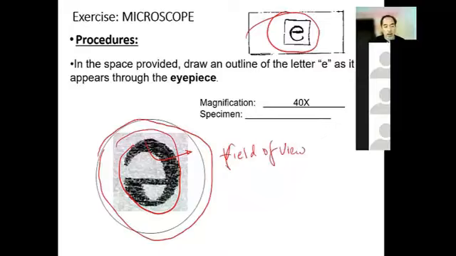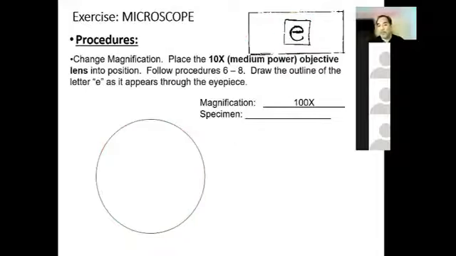Okay, this is what we see in a microscope. This is what it looks like on 40x magnification. The whole letter E is visible inside the field of view. Okay. Now moving on to the next one.